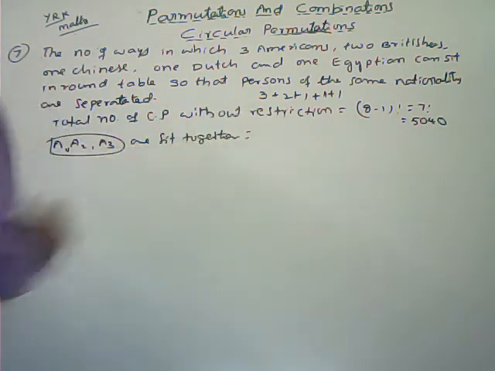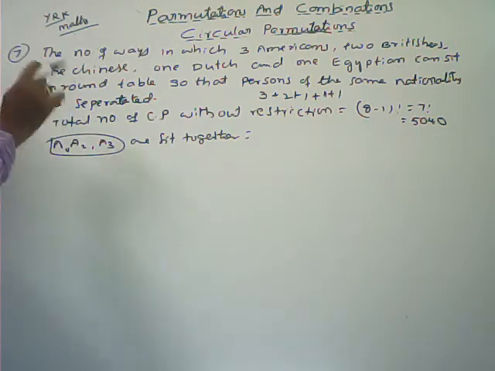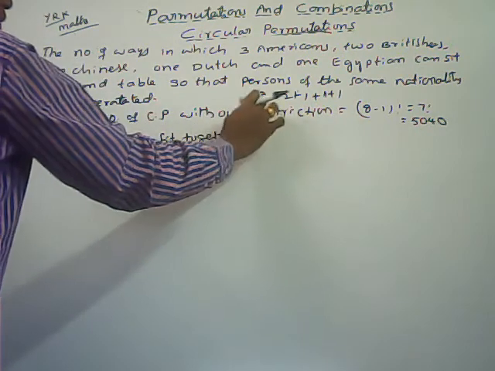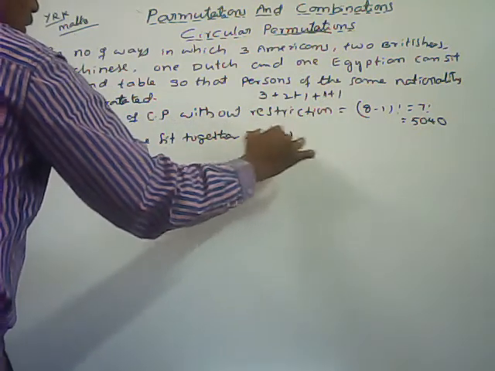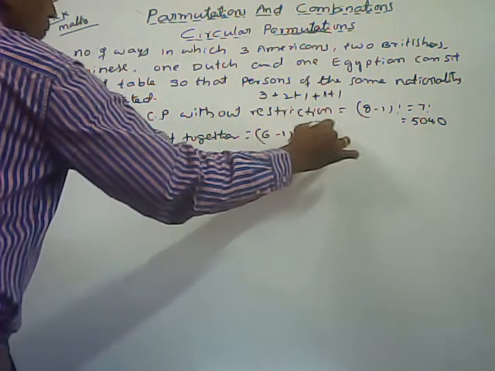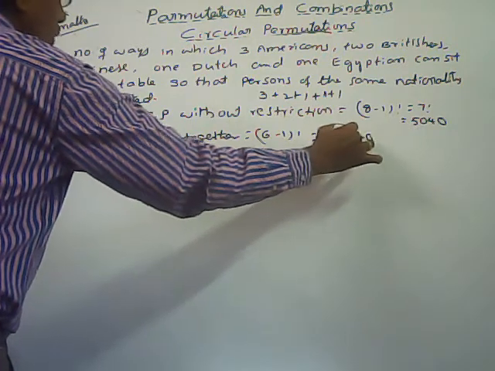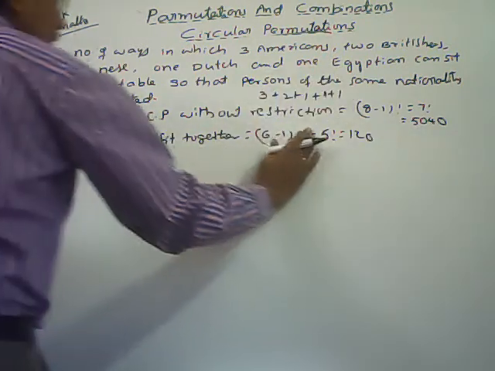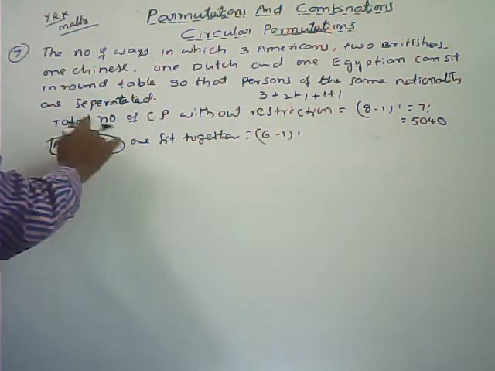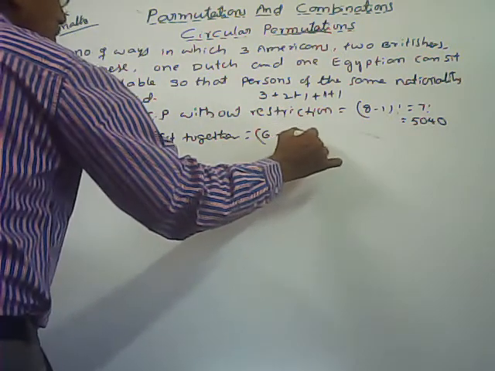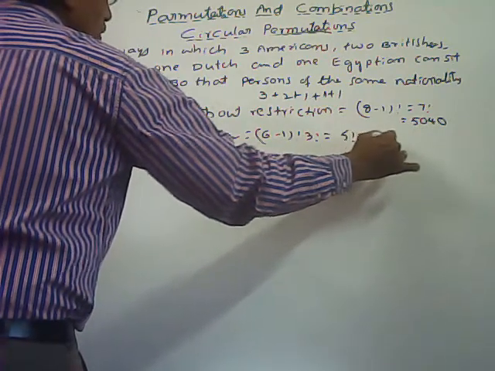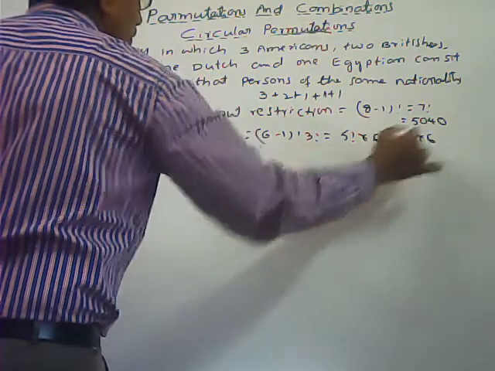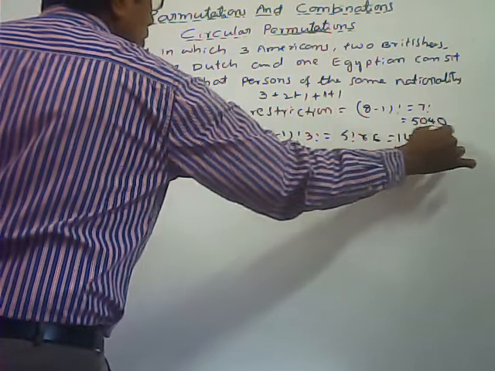Then total number of ways. This one you can consider one object. 1, 3, 4, 5, 6 are there. 6 minus 1 factorial, that is equal to 5 factorial, that is equal to 120. Sorry, this is not yet completed. And these 3 can be arranged among themselves in 3 factorial ways also. So 5 factorial into 6, 120 into 6, that is 720.